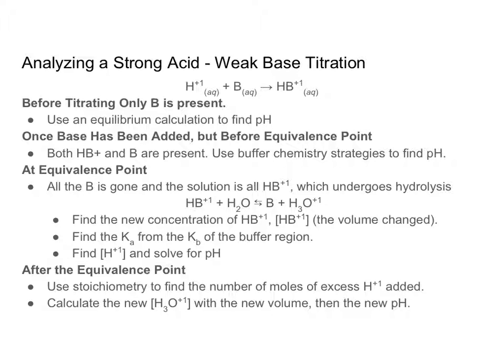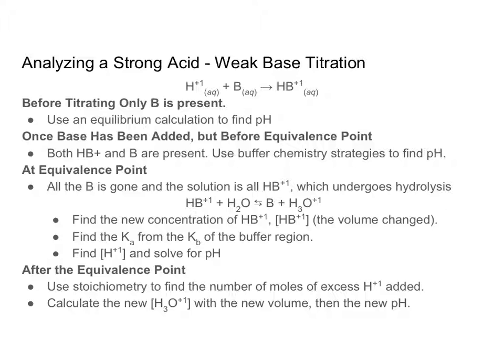All right. So here's a plan to think about. If it's a strong acid, weak base titration, before titrating, you only have base present. So there's nothing other than base, so we can use an equilibrium calculation to calculate the pH. Once any acid has been added, but before the equivalence point, you have both base and some conjugate acid of the base, and we need to use buffer chemistry to get there.